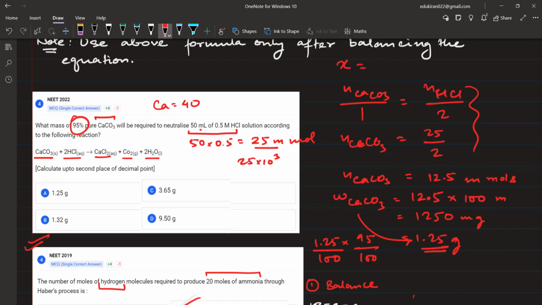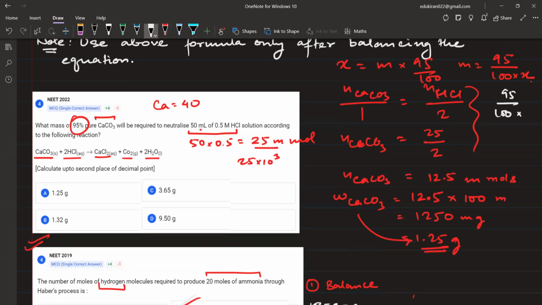X is equal to 95% pure है calcium carbonate ना. So mass of calcium carbonate is equal to whatever the mass is into 95/100. This is going to give you the pure. So M will be equal to 95/100 into X. X आपके पास 1.25. Okay. This will be like this. 95/100 into 1.25.